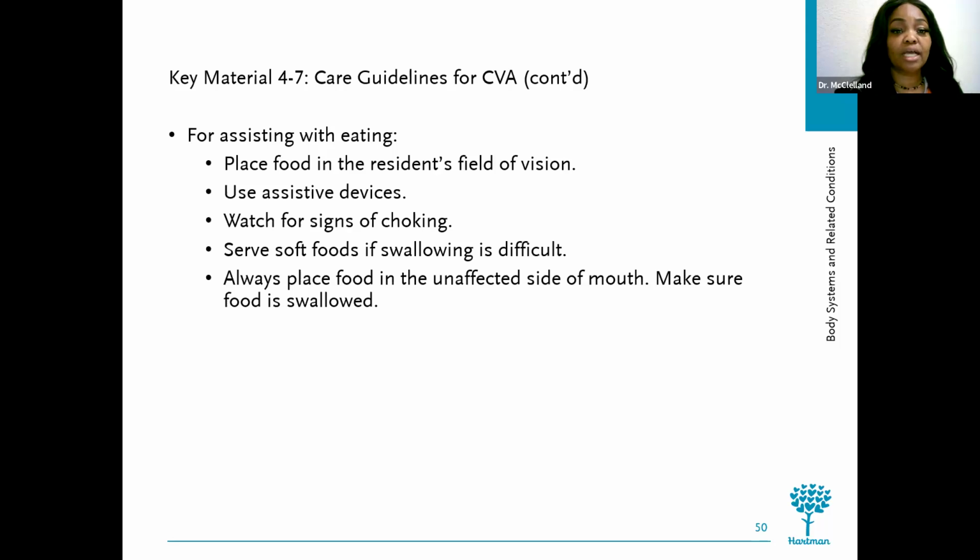Now, here are some facts I just want to mention. For assisting with eating, place the food in the resident's field of vision so that they can actually see. Just because they have two eyes and it seems like they're looking, based on their condition, maybe they can't see out of the right eye. So you want to make sure you put it where they can see out of the left eye. Use assistive devices. Watch for signs of choking. Serve soft foods if swallowing is difficult. Always place food in the unaffected side of the mouth. Make sure food is swallowed.